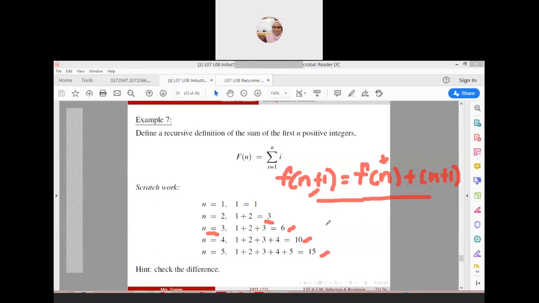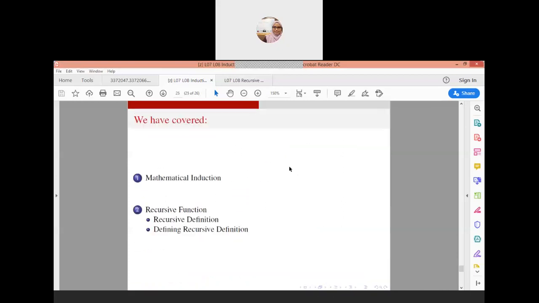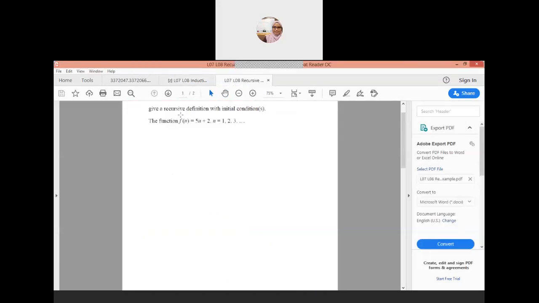Okey. Okay, this is the example 7 just now. Okay, this is what we have covered for today. Okay, so recursive function, which is recursive definition and defining recursive definition. Okay, here we know that we have to find two things, which is basis step and recursive step. So look at the example here. I provide you two examples. How can we get recursive definition from this value?